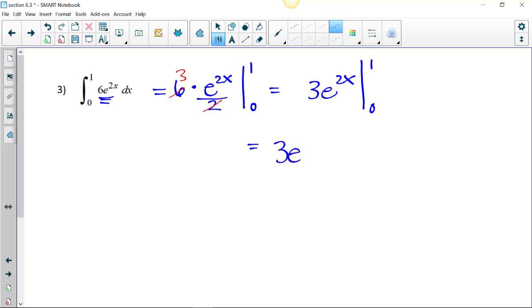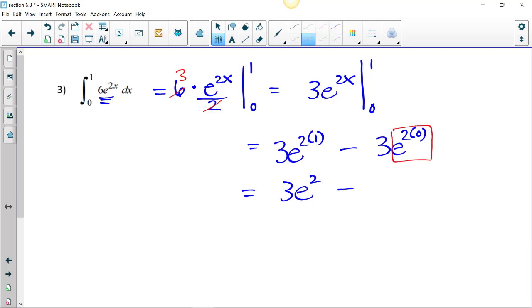Now I'm going to substitute in. So I get 3e to the 2 times 1 minus 3e to the 2 times 0. So that's 3e squared minus, what happens here? This is e to the 0, which is 1. Okay, so anytime you have e to the 0, you're going to replace it with 1. 3 times 1 is, oops, 3.